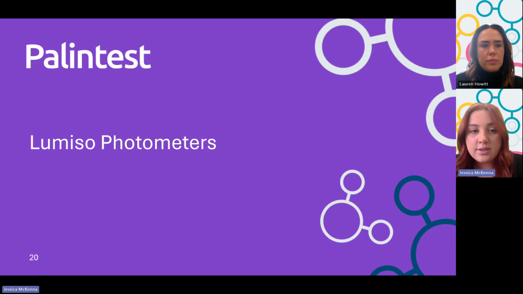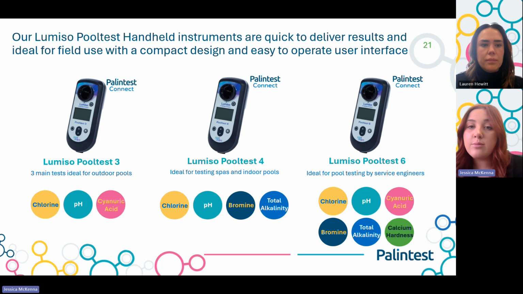So if we look a bit closer at our Lumisol photometer range, we have a range of 3 Lumisol Pool Test handheld instruments. These are quick to deliver results and ideal for field use with a compact design and easy to operate user interface. First, we have the Lumisol Pool Test 3, which is aimed at outdoor pools and tests for chlorine, pH, and cyanuric acid.